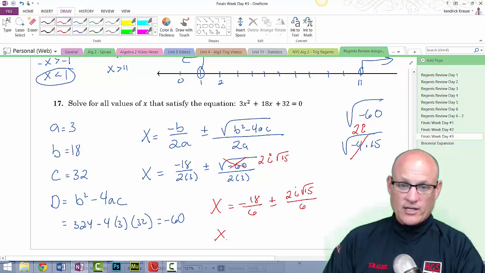Almost finished. X equals negative 3 plus or minus i square roots of 5 over 3.